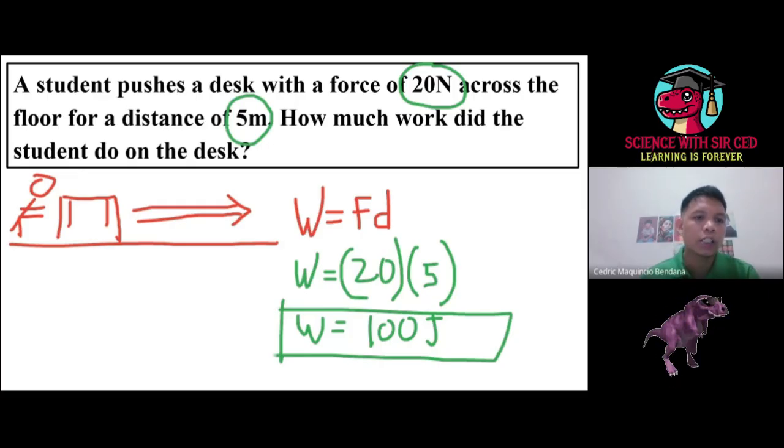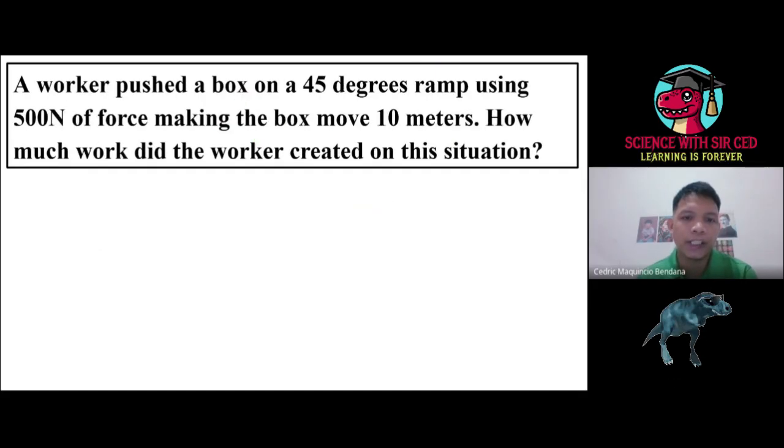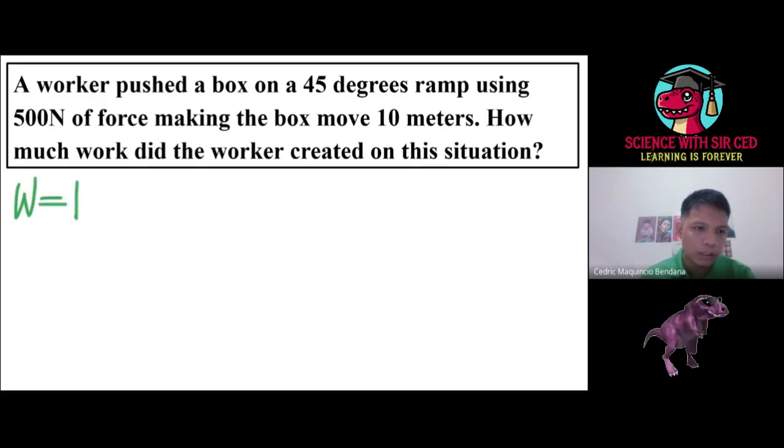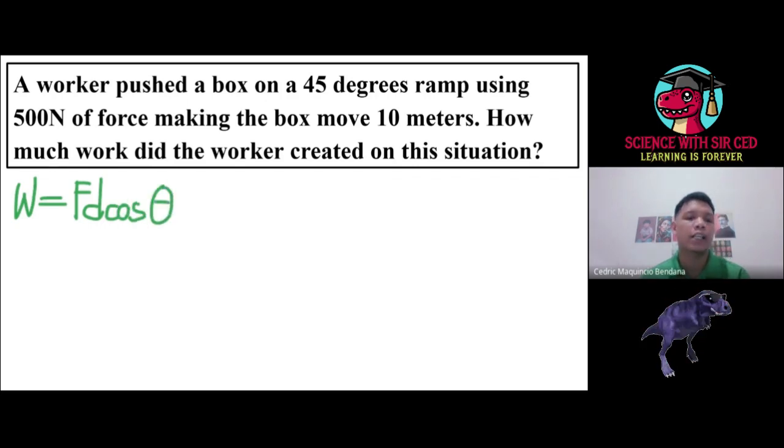Next. Okay, a worker pushed a box on a 45-degree ramp using 500 newtons of force, making the box move 10 meters. How much work did the worker do in this situation? Okay, so this is also an example of calculation of work using cosine. If the angle is available, work is equivalent to force, displacement, cosine angle.